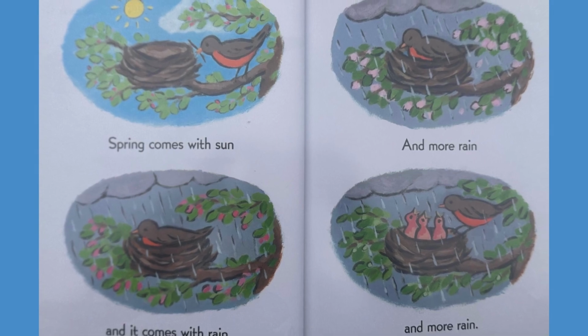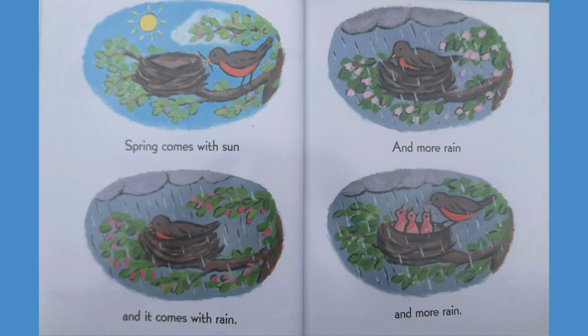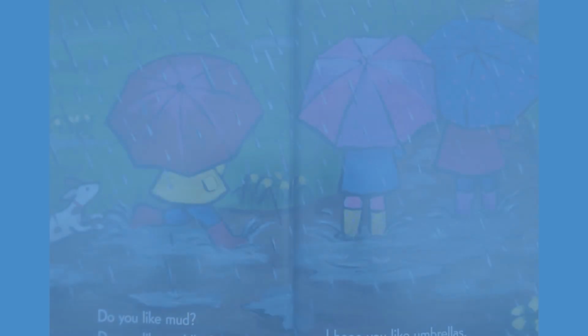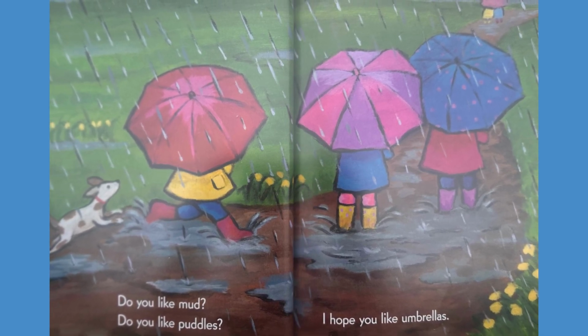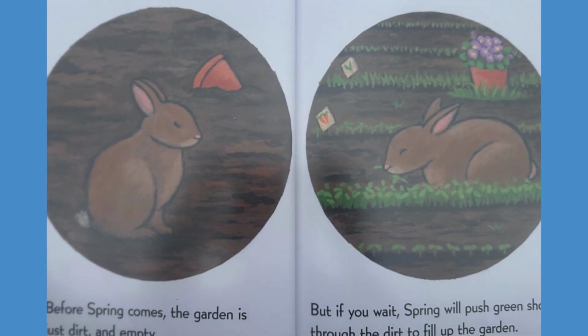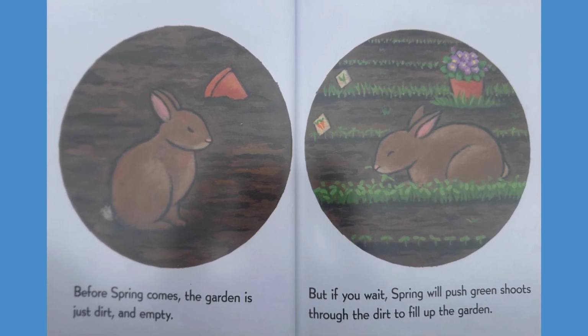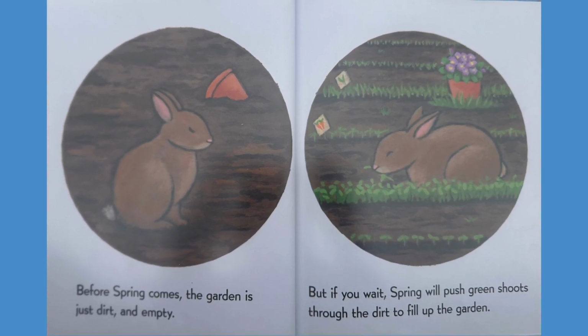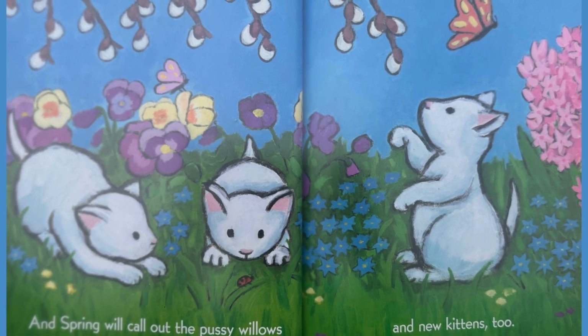Spring comes with sun, and it comes with rain, and more rain, and more rain. Do you like mud? Do you like puddles? I hope you like umbrellas. Before spring comes, the garden is just dirt and empty. But if you wait, spring will push green shoots through the dirt to fill up the garden. And spring will call out the pussy willows and new kittens too.